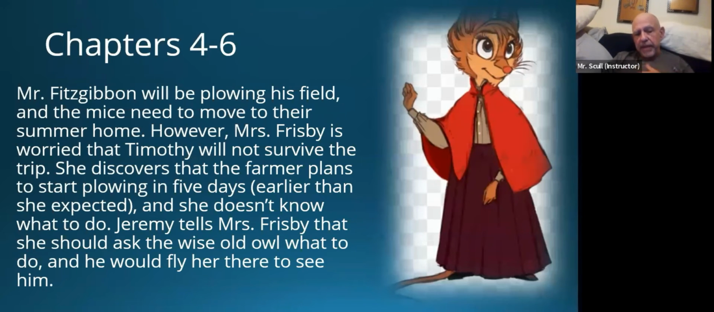Jeremy tells Mrs. Frisbee that she should ask the wise old owl what to do, and he would fly her there to see him. So Jeremy takes Mrs. Frisbee to the wise old owl. But remember that owls, they eat mice. So she was taking a big chance by doing that. And that's why Mr. Aegis says, what? You got to see the owl? No, that's impossible. He'll eat you. Whoever goes in there, they don't come out. So how she managed that, I don't know.